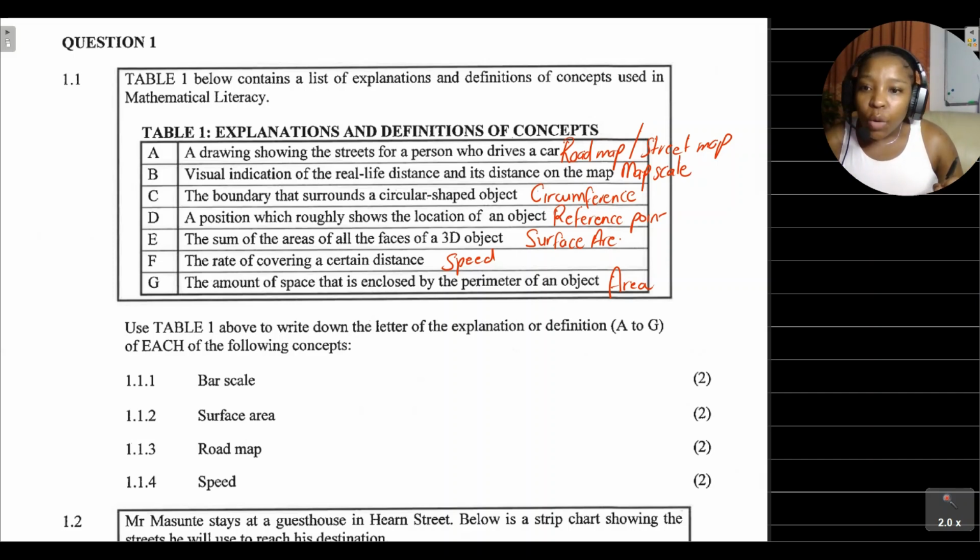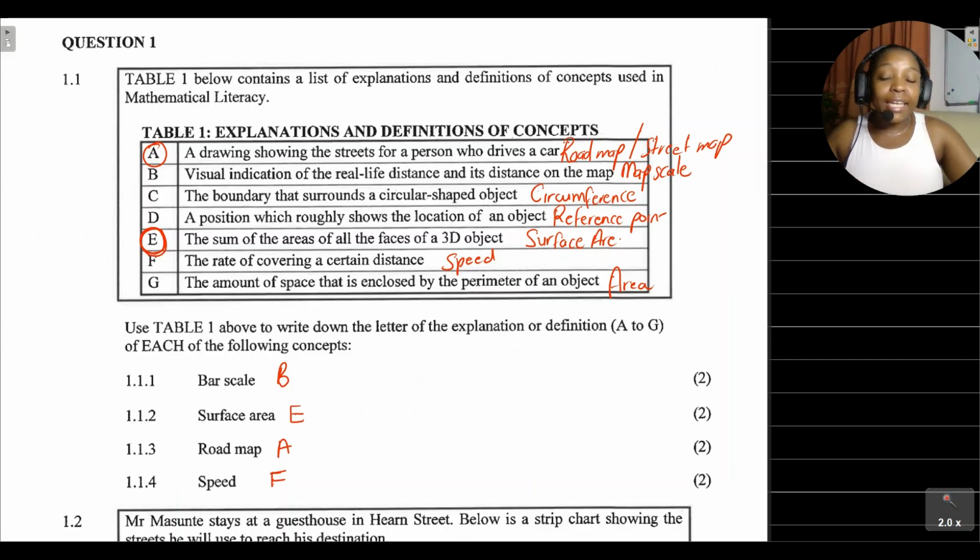All right, so question 1.1.1, a bar scale. We saw here that an explanation that had to do with a map scale was B. 1.1.2, surface area. We already saw that. An explanation that talks about surface area was E. 1.1.3, a roadmap. We already saw that an explanation that spoke about a roadmap, street map was A. Question 1.1.4, an explanation that spoke about speed was F. So it's B, E, A, F, right?